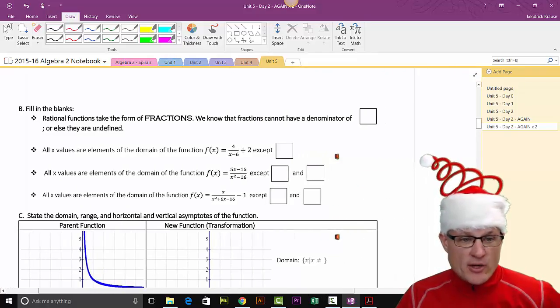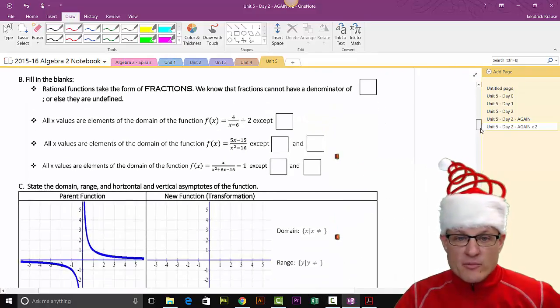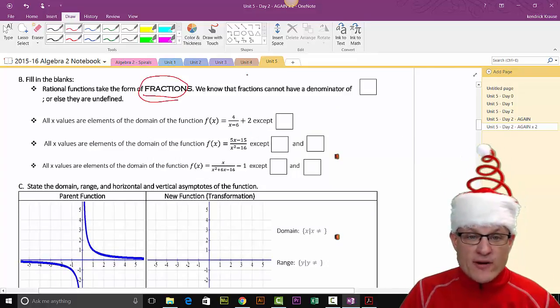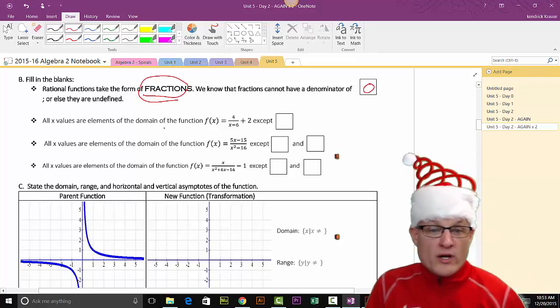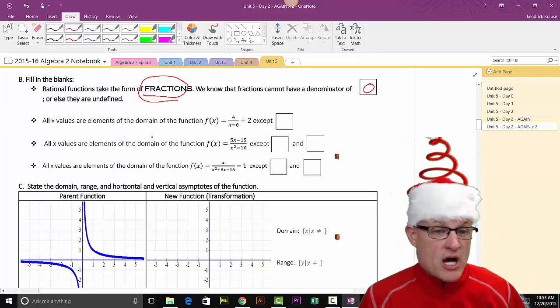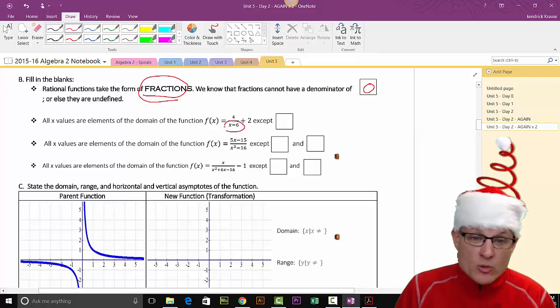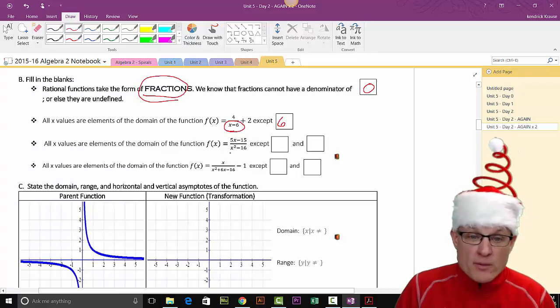Let's answer some simple questions. Rational functions are fractions, and we know that fractions are undefined when we have a zero in the denominator. So as I look at these three examples below, I'm going to ask myself, what restrictions on the domain are there, or what would make this equal to zero? In this case, of course, it would be 6. What would make this equal to 0?